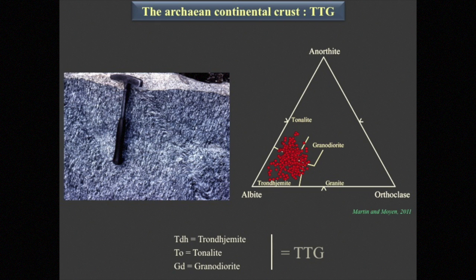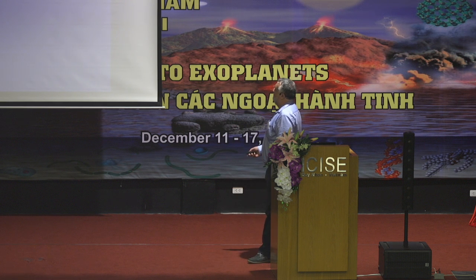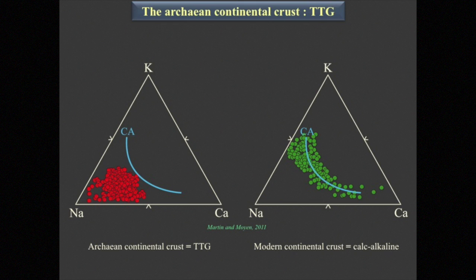In fact, these rocks are very sodic. In a potassium, sodium, calcium diagram, they plot very close to the sodium apex of the triangle. And from this point of view, they differ from the modern continental crust. When I say modern, I say younger than 2.5 billion years. And this modern continental crust is not so sodic, but in fact, more potassic.